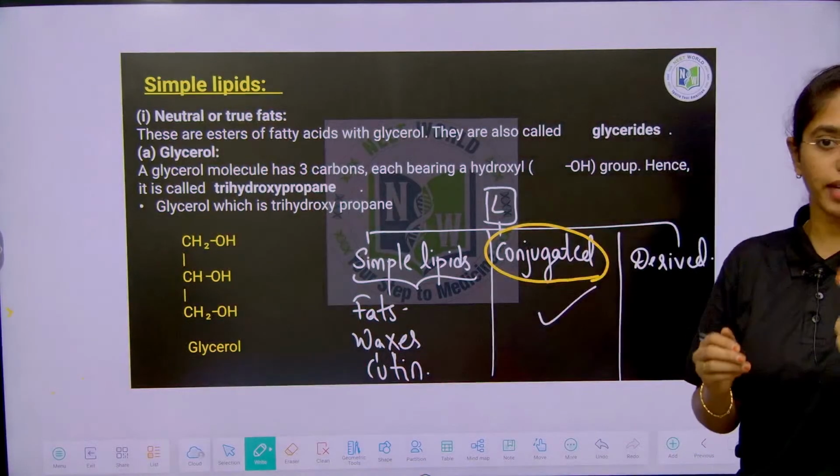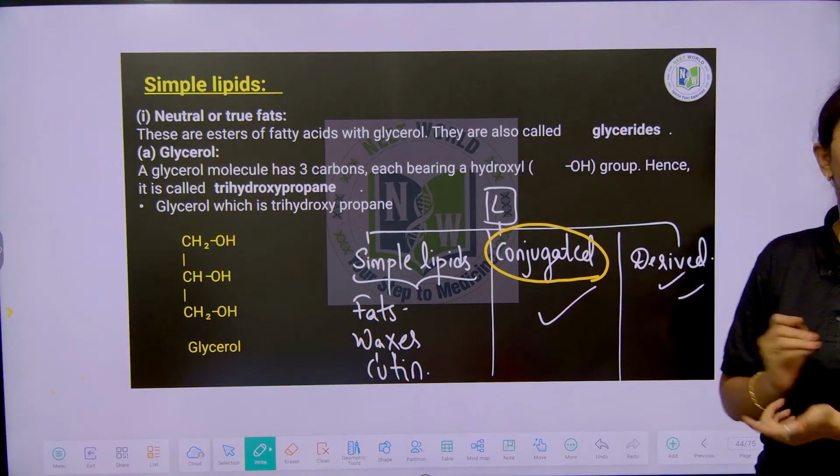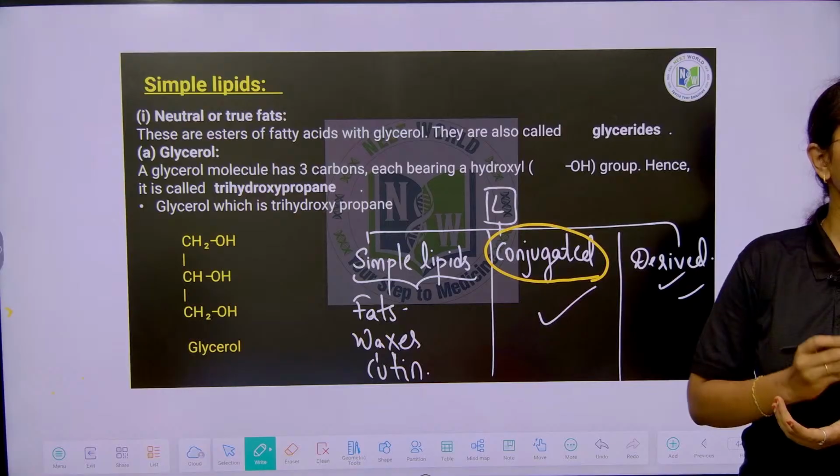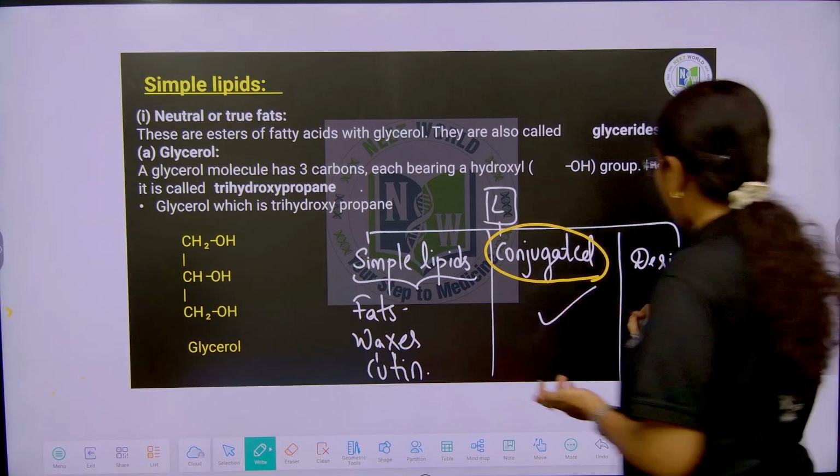Derived lipids can have fatty acid and glycerol, but it can also not have them. It can have or it cannot have, but this exhibits fat-like properties. It will maintain the fluidity. For example, cholesterol.